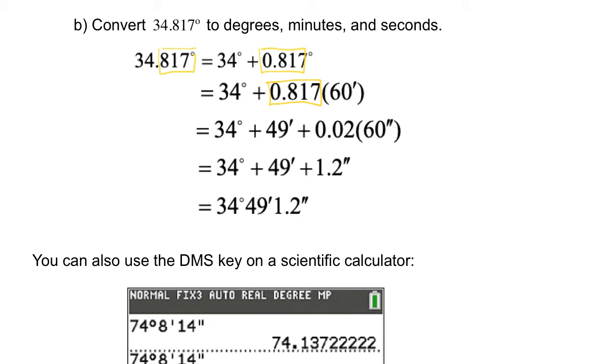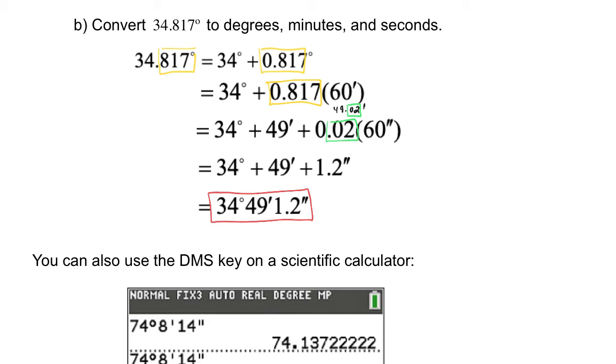Okay, when we do that, what we get, this section right in here, is 49.02. So that tells us it's 49.02 minutes. We just converted 0.817 degrees into minutes. Okay, but now I still have a decimal of minutes. So I need to take that decimal and multiply it by how many seconds there are in a minute. And we get 1.2. Okay, so then that would be the total seconds.